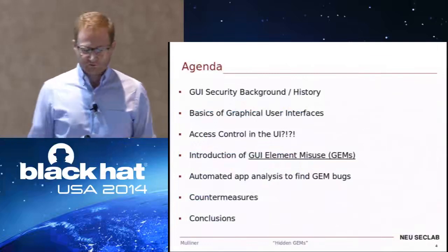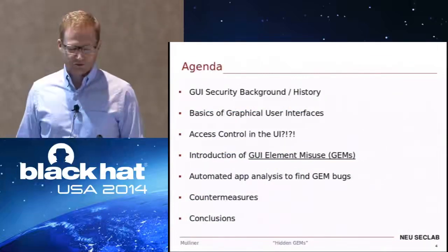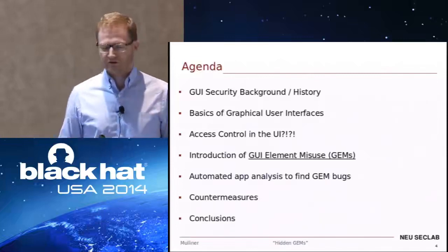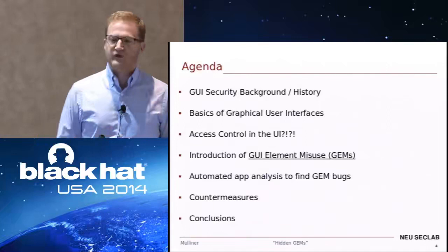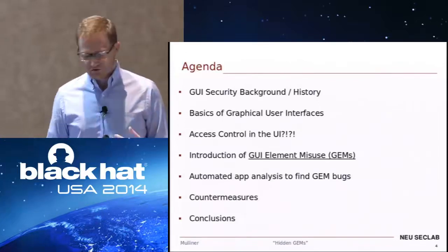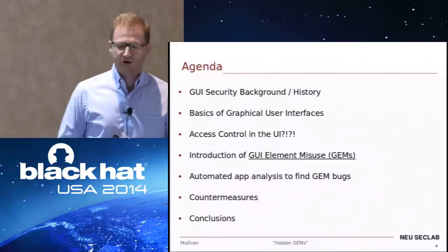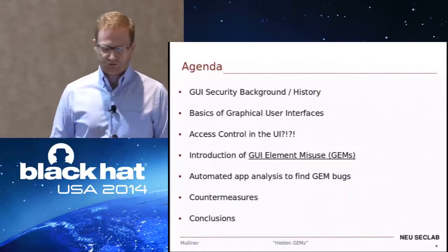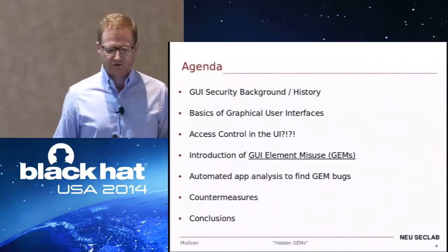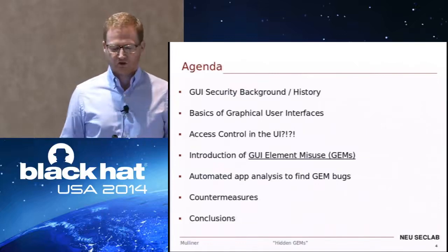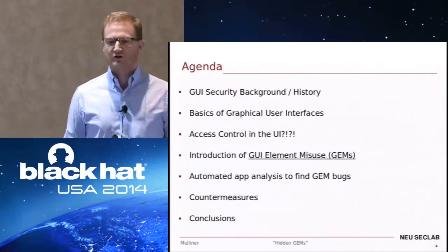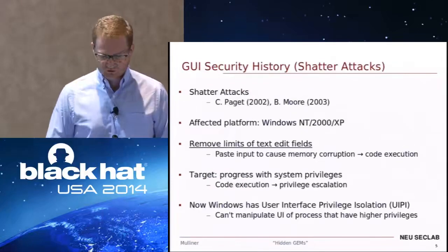So, what I'm going to talk about. First, I'm going to go a little bit back and talk about some security history regarding the UI, and really give you a very basic overview about graphical user interfaces. Then talk about access control in the UI, introduce you to what we call GEMs, or UI element misuse, or instances of that. Then we show how to automatically analyze applications to find these kinds of bugs, talk a little bit about countermeasures, and conclusions.